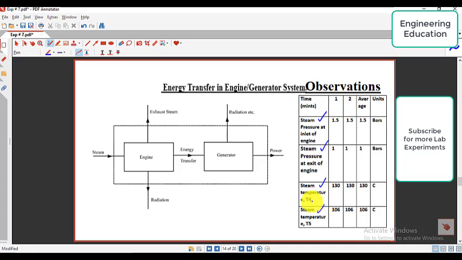Temperatures are denoted by T4 and T5. So this is the engine and this is the generator. Here we have steam as an input to the engine, and here we have the output of the engine. Similarly, the output from the engine is the input to the generator. So this is the input and this is the output of the generator. Some power will be lost due to radiation. We will also try to find the amount of energy which is lost due to radiation.